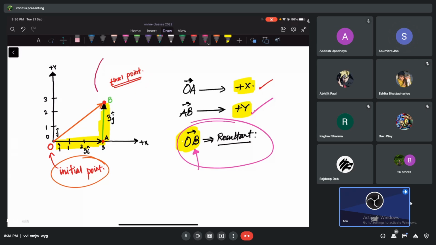Your position has changed towards the X direction. Your position has also changed towards which direction? Y direction. Right. And that's why I'm going to say that you're moving in X also and you're moving in Y also. Now you must be thinking how to write. So let me just show you.